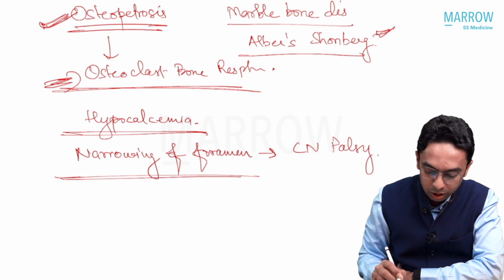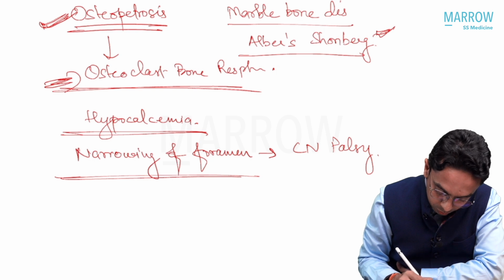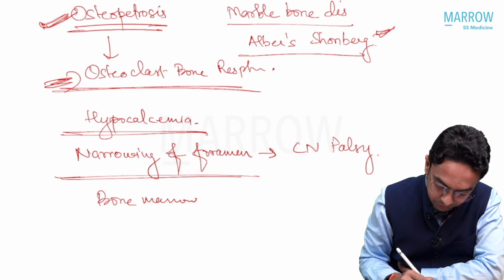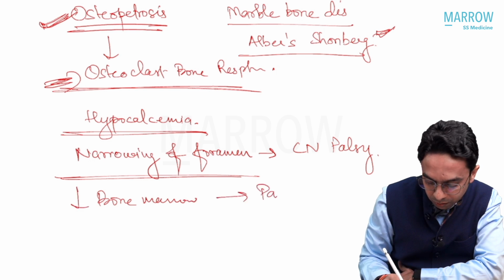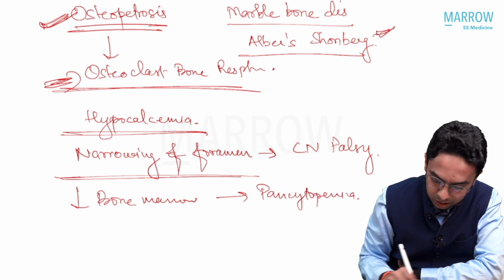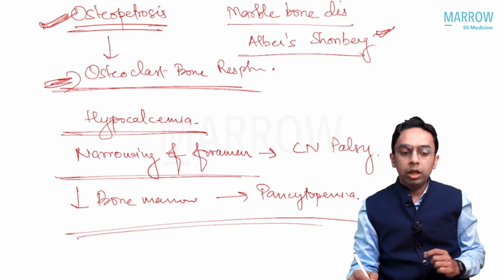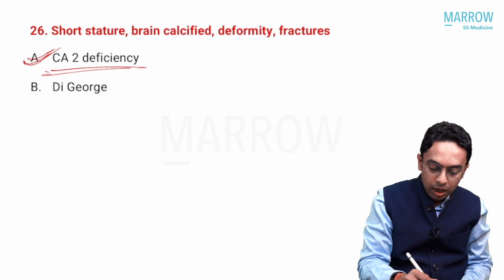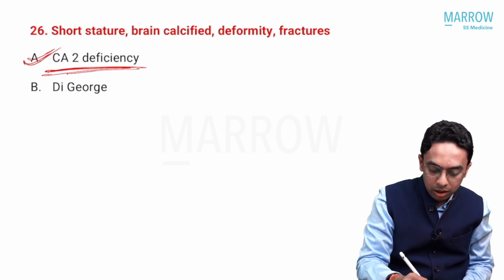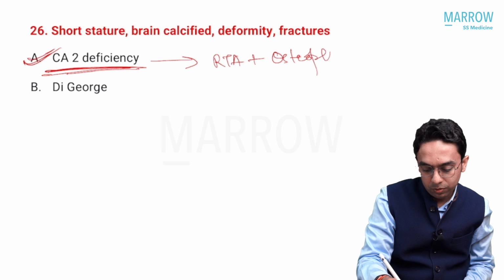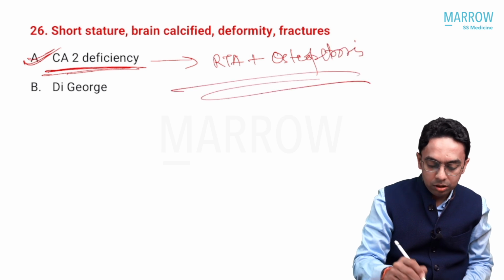Also, since there is no remodeling, the bone marrow would be less because of less marrow space. So these patients can have pancytopenia. So these are some of the important clinical features which you can remember, and also the patients with this carbonic anhydrase type 2 deficiency will have RTA and osteopetrosis. So this is the answer here.